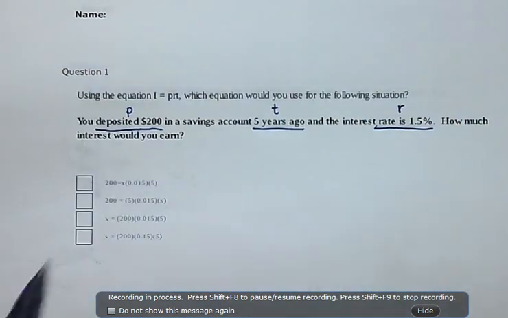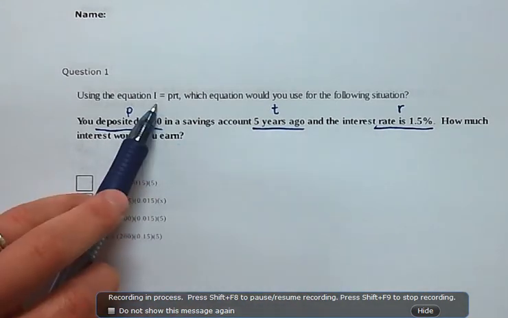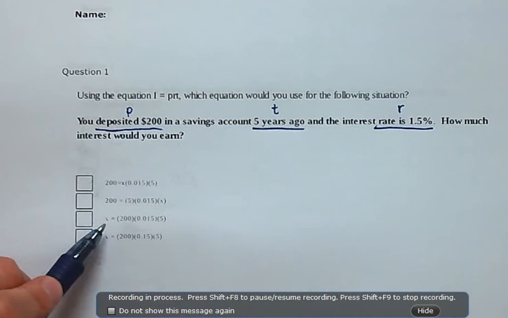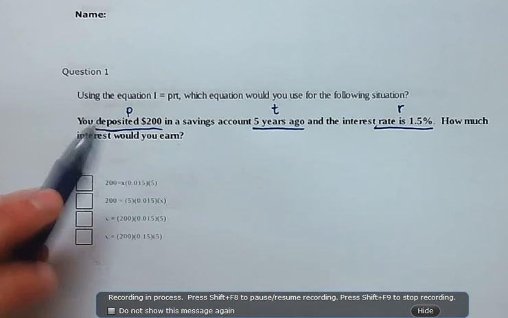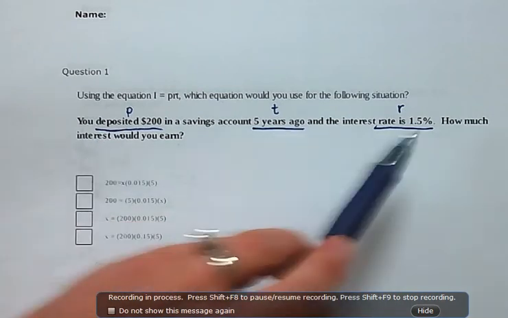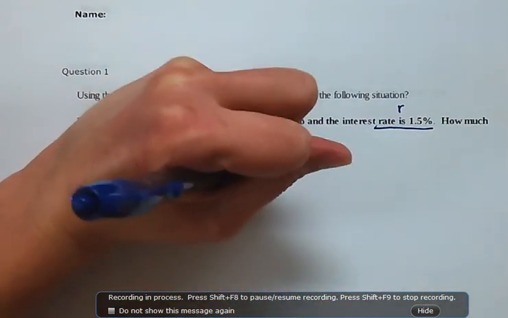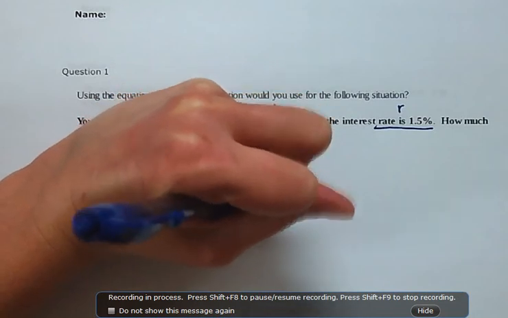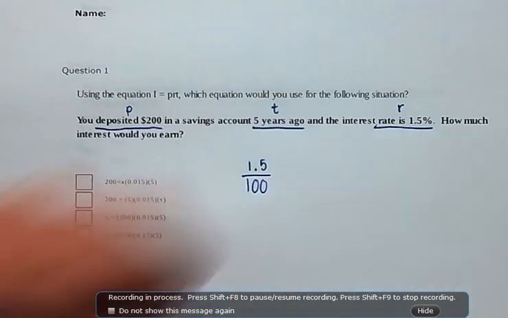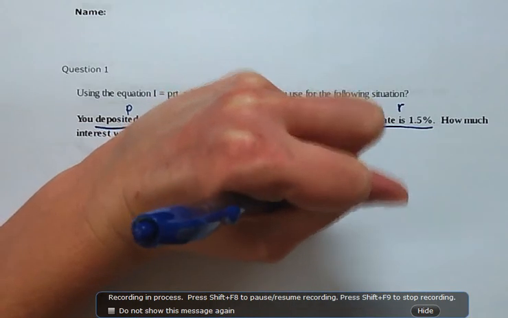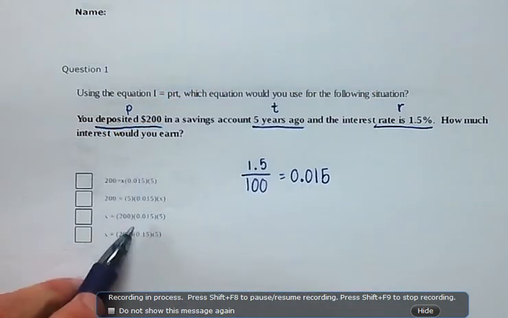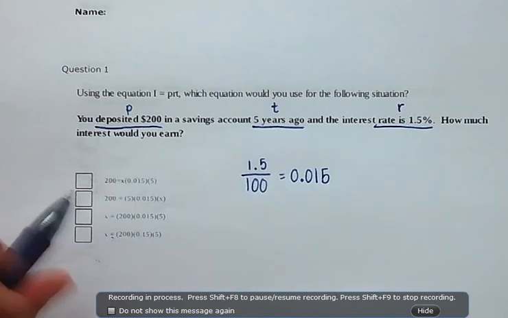Because they give us P, R, and T, we know that we're solving for I. So I is going to stay as a variable. Now the two equations where I is a variable are the third and fourth equations. But we want to make sure that we're taking P, our principal, times R, our rate, times T, our time. Now this rate is given as 1.5%, and we know that percent means out of 100 or divide by 100. When I take 1.5 divided by 100, I get 0.015. So because of that, I can see that my equation is not going to be the fourth one, it's going to be the third one.